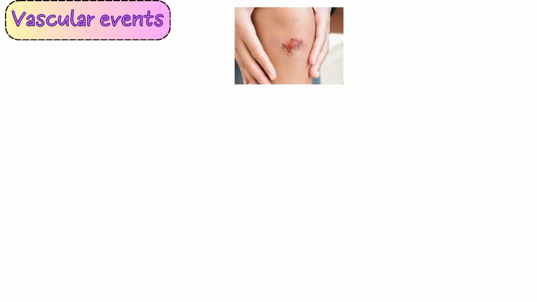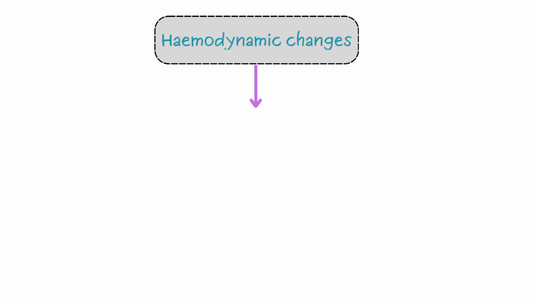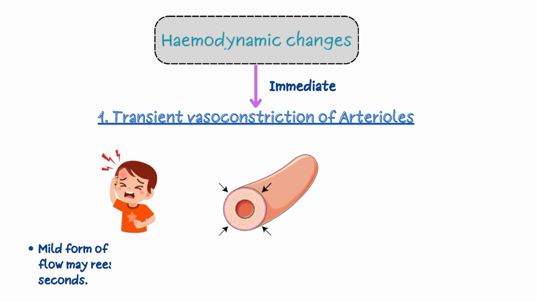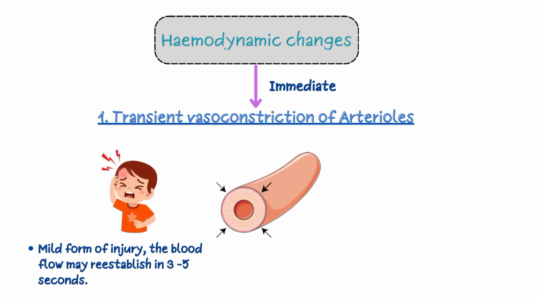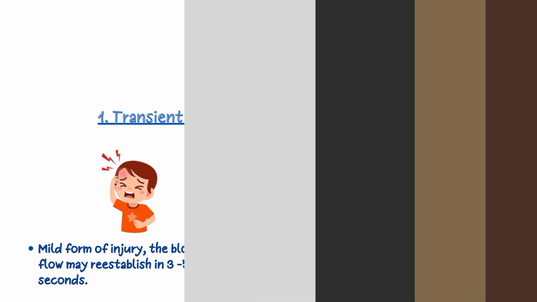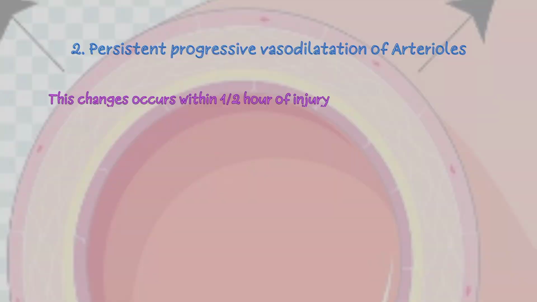In vascular event, if any tissue injury occurs in the human body, then the body responds to that injury, and the earliest response is alteration in microvasculature. That alteration includes 2 changes. First are haemodynamic changes. In this, the immediate vascular response is transient vasoconstriction of arterioles. With a mild form of injury, the blood flow may be re-established in 3 to 4 seconds, while with more severe injury the vasoconstriction may last for about 5 minutes. Then occurs persistent progressive vasodilatation of arterioles. This change occurs within half an hour of injury.